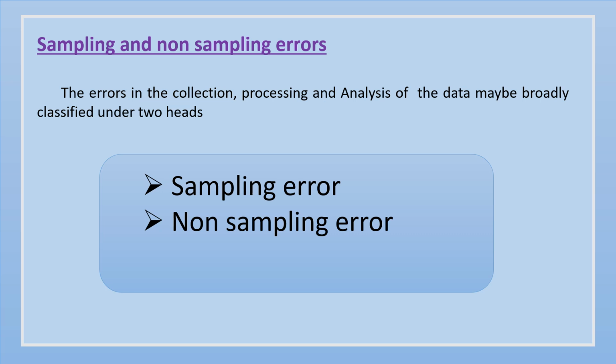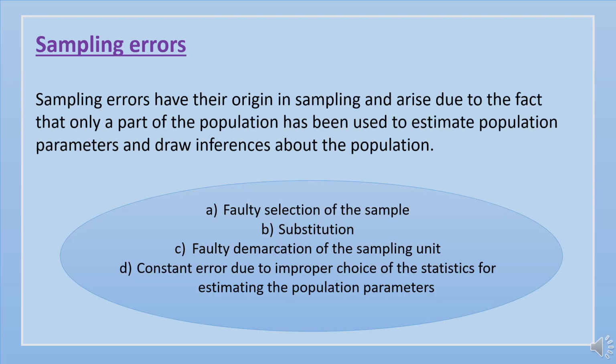It is different from sampling errors, which is any difference between sample values and the universal values that may result from a limited sample size. Sampling errors. Sampling errors have their origin in sampling and arise due to the fact that only a part of the population has been used to estimate population parameters and draw inferences about the population. As such, sampling errors are absent in a complete enumeration survey.